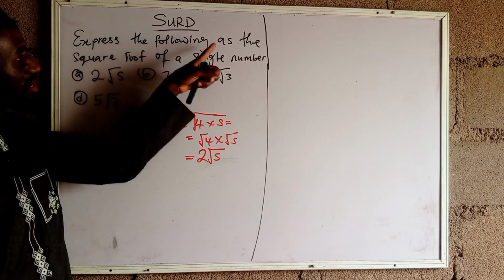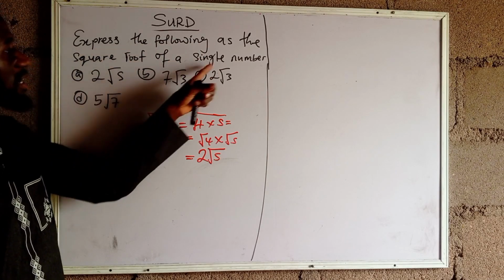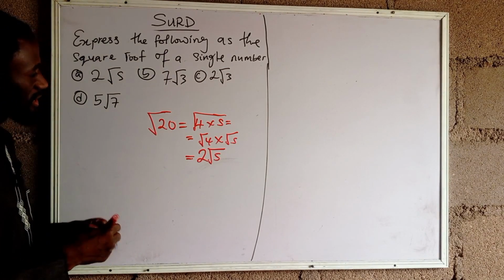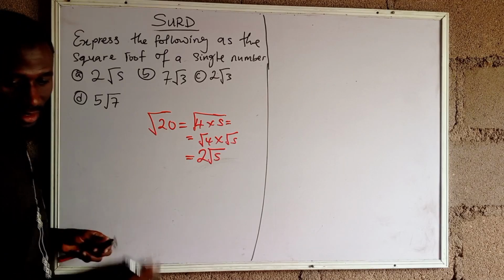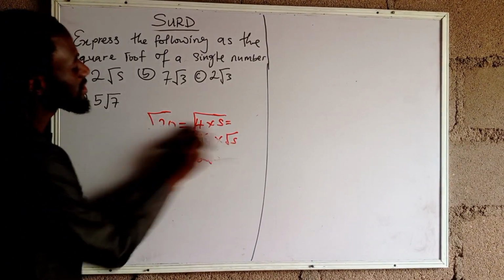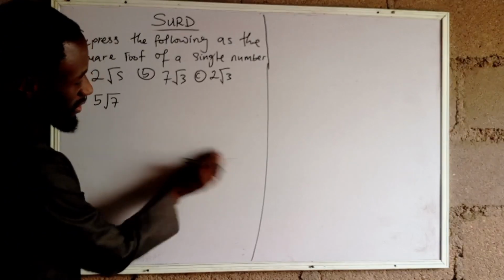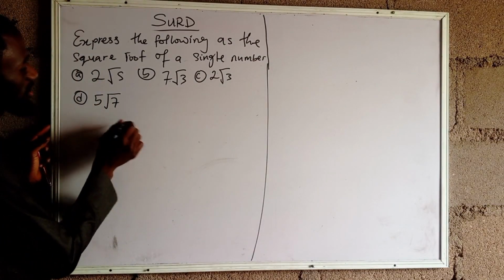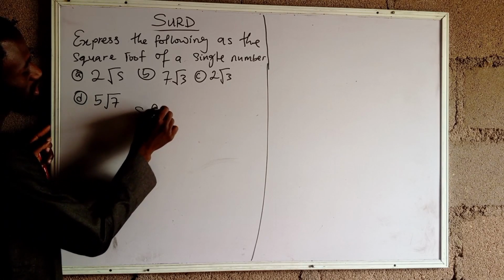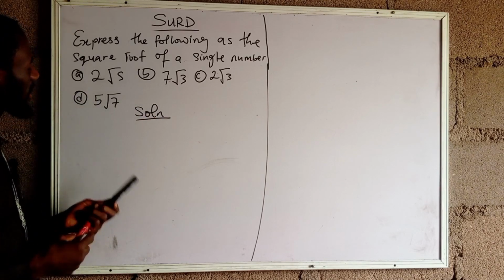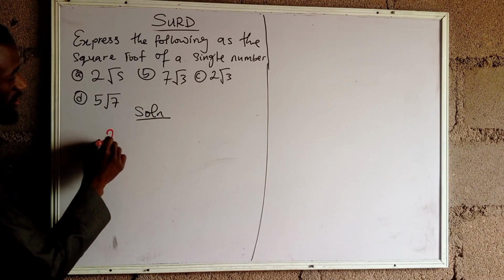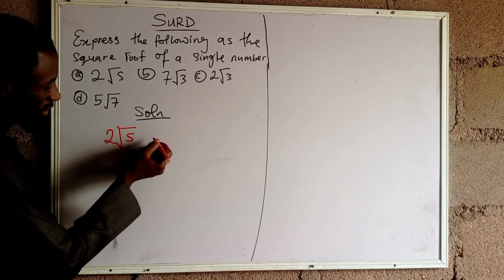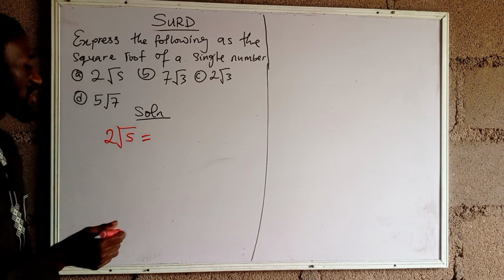But in this case, they asked us to express the following as the square root of a single number. That is, when a number is given like this, in these questions we have to simplify the surd as a single number. The root of the number is given, and we have to bring it back to a single root. Solution: since we have 2 root 5, we can simplify it as a single surd.